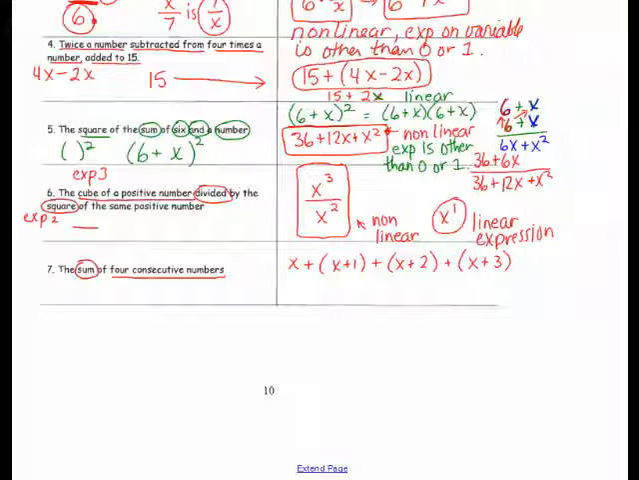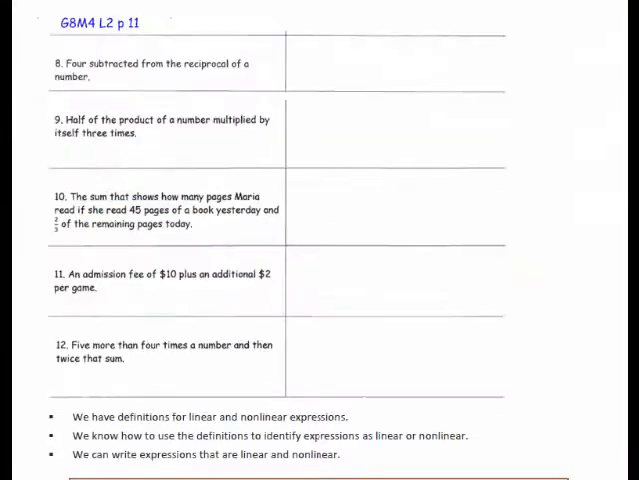Looking at it like this, it would look like a linear equation because all of the variables have an exponent of an invisible 1. If we simplified it and combined our like terms, we would have 4x plus 6. This is the expression in simplest form, and you would still see that it is linear because the exponent on the variable is an invisible 1. Pause the video and complete problem 8.